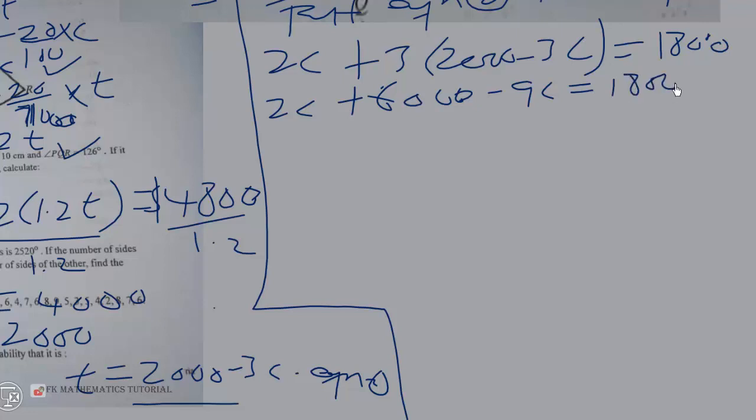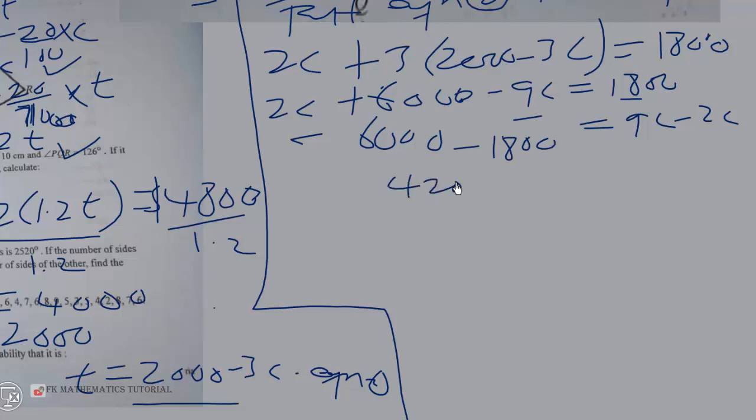Now I'll move this 9 here to get positive 9c. Now move the 2 here, minus 2c. Then 6000 is sitting here. I'll move the 1800 here, so minus 1800. And so that will give us 4200. 4200 is equal to 7c. Dividing through by 7, we get c to be equal to 600.